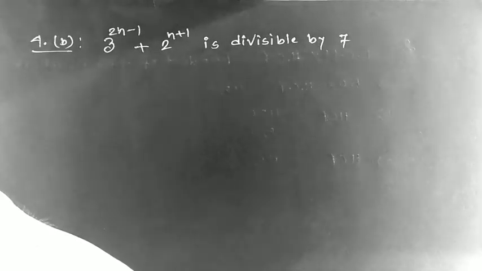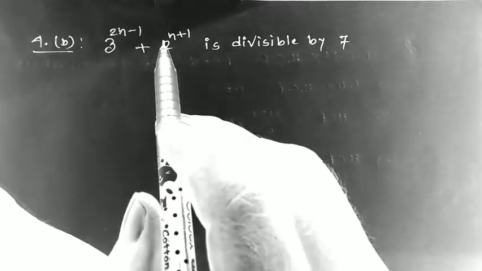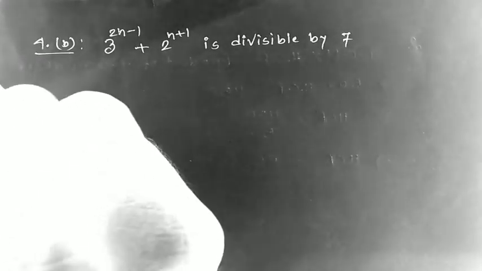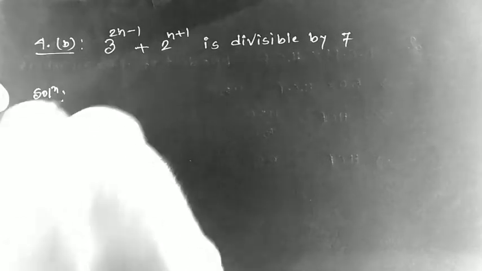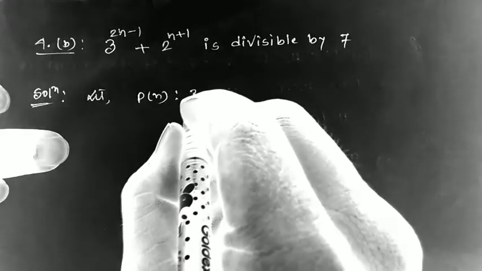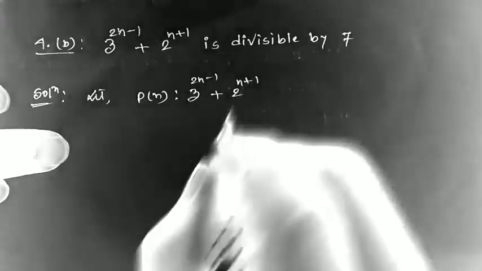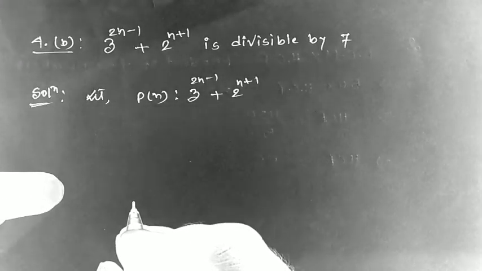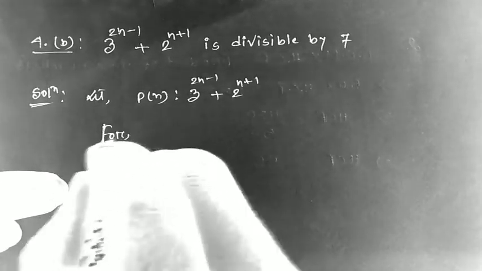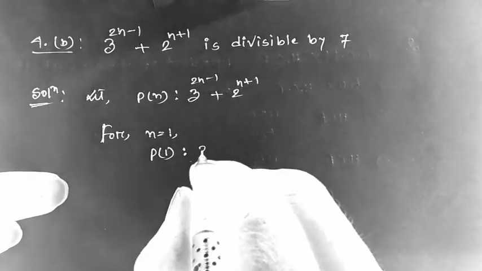So in the same way I am going to do for part B. It is given 3 to the power 2n minus 1 plus 2 to the power n plus 1 is divisible by 7. So we have to proceed in the same way. First of all, let the given statement be, let Pn mean this statement, 3 to the power 2n minus 1 plus 2 to the power n plus 1. So first of all we have to check for n equal to 1.